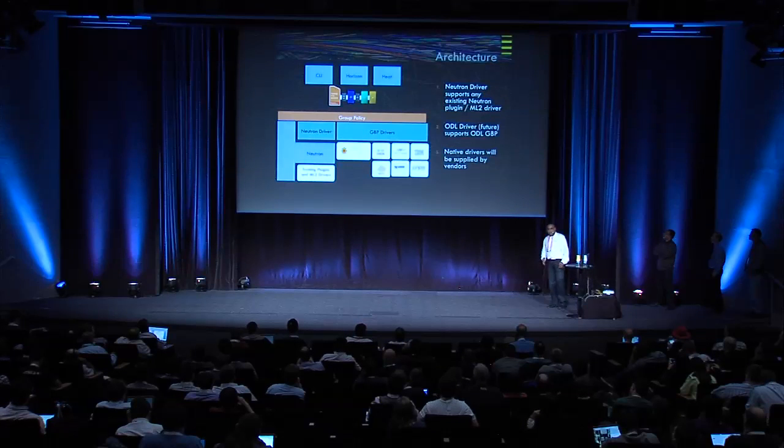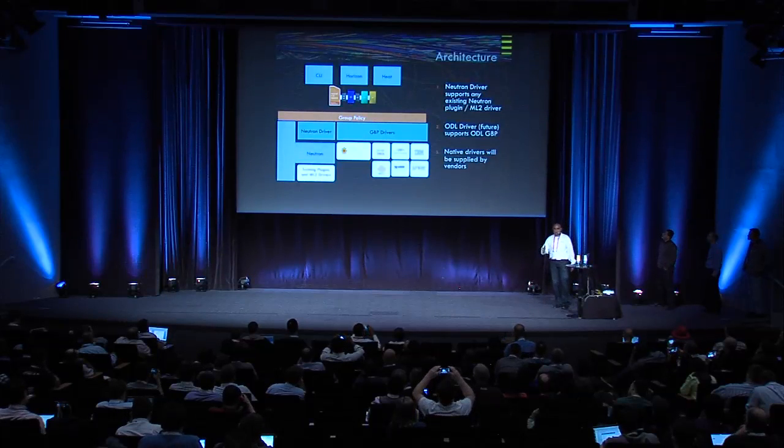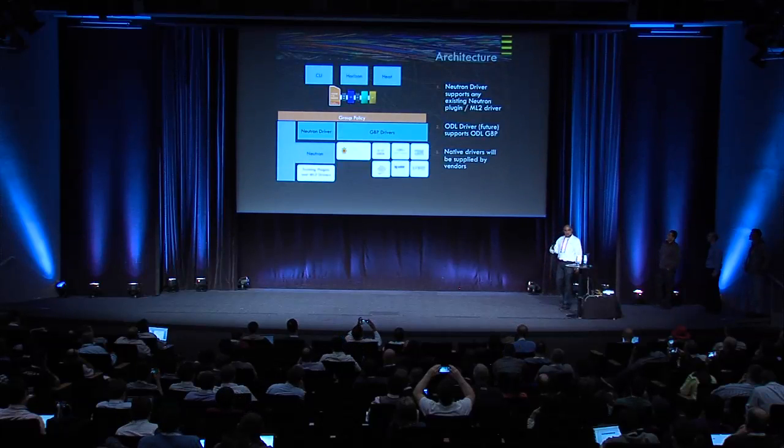Neutron already provides fair richness in terms of the networking APIs. What we wanted to do is build on top of it and simplify it further, so that the operator can automate it a lot more easily.